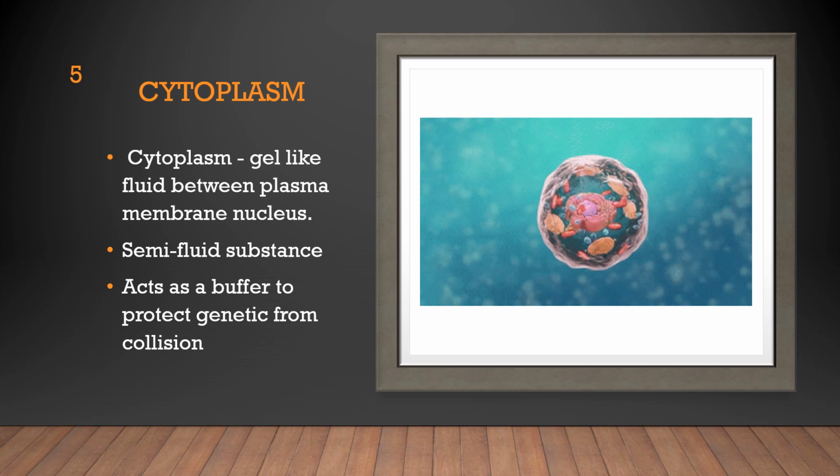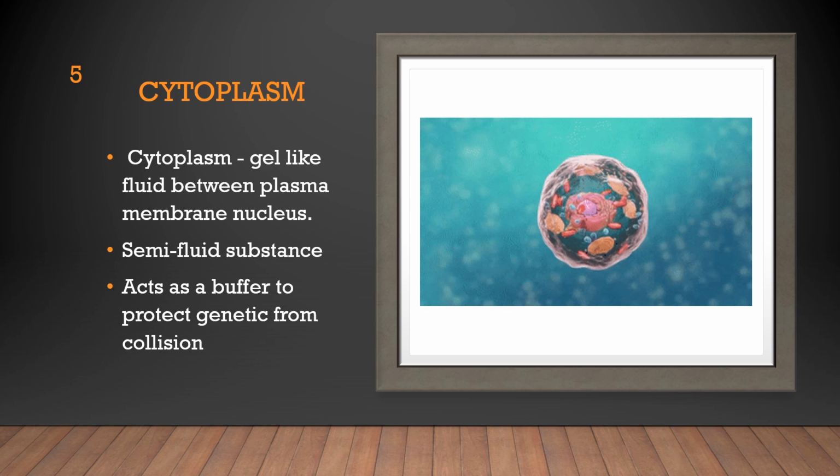Cytoplasm is up next, and you can think of cytoplasm as almost like jello or jelly, but it moves still like a fluid. So if you broke open the cell membrane, the cytoplasm would flow out like water, but it acts more of a buffer than water does. So it protects and allows the other organelles inside of it to move around.